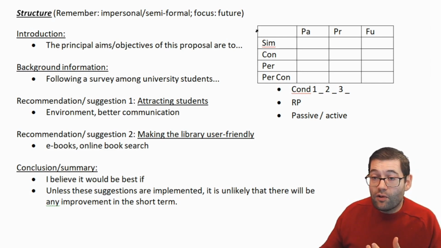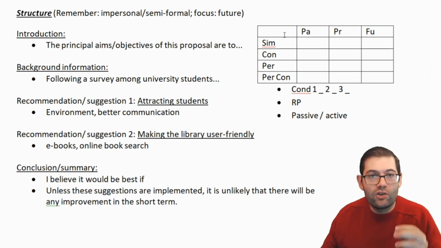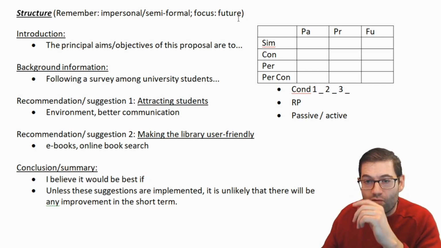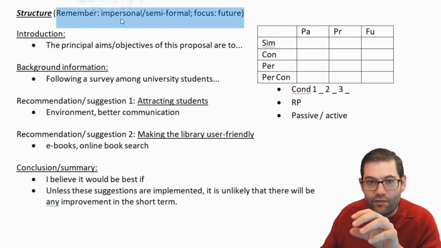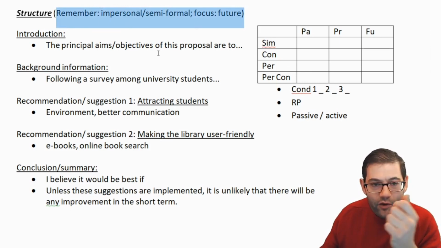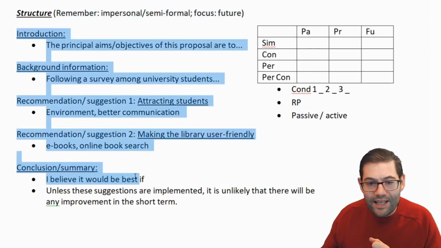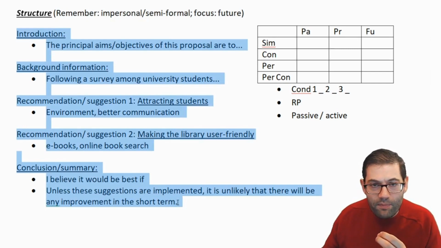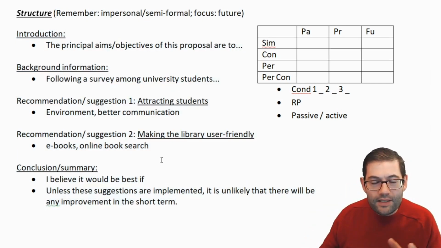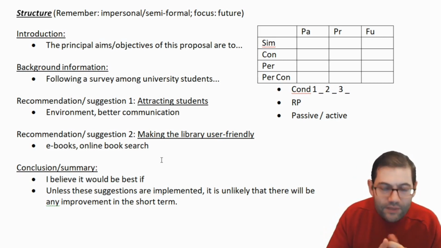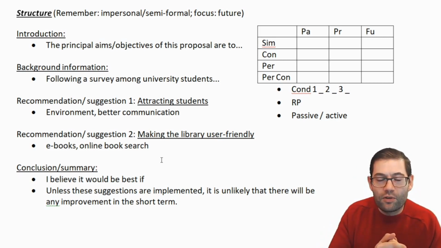Once again, you've got this guide here to make sure that you include a wide range of grammar. You've got the things to remember about the structure in as far as it's impersonal, semi-formal, focuses on the future. You've got an established structure for the proposal, which is very easy then just to fill in. And this plan can be done in less than 5 minutes, and in this you already know what you're going to write, you know what will be first, what will be second, and so on and so on.